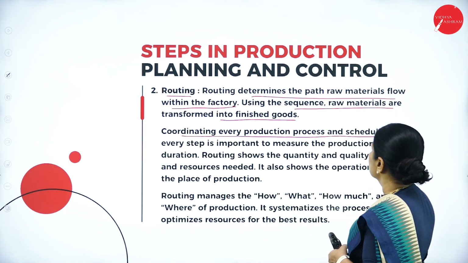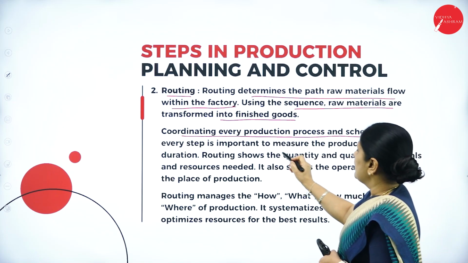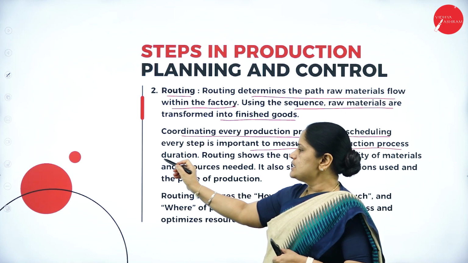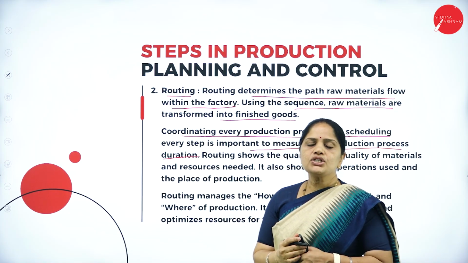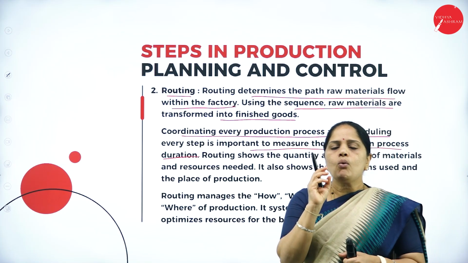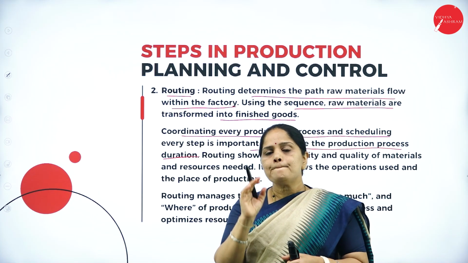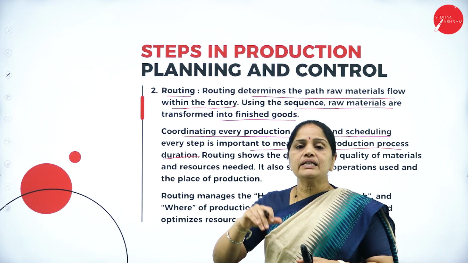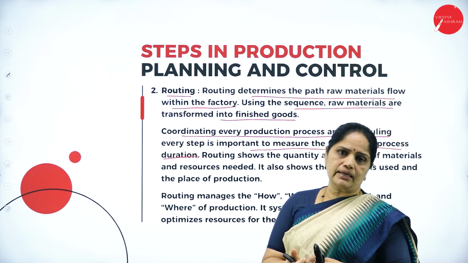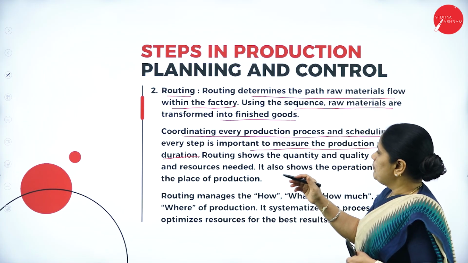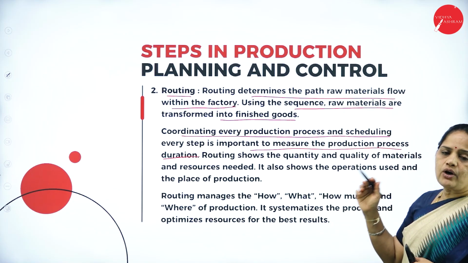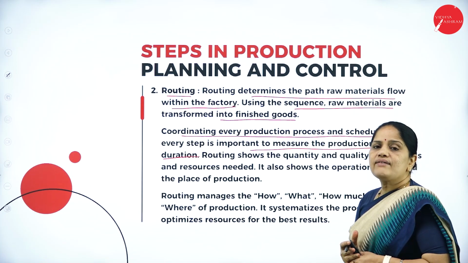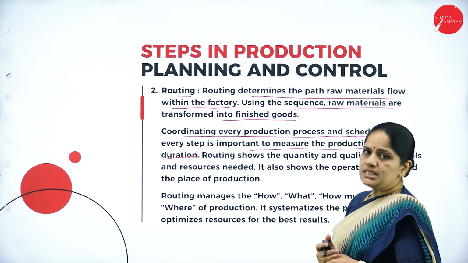Coordinating every production process and scheduling every step is important to measure the production process duration. Production process duration means the time taken by the production house to convert the raw material into a finished product. So, with the help of coordination and proper routing, we will be able to ensure that there is no time wasted in the production cycle.